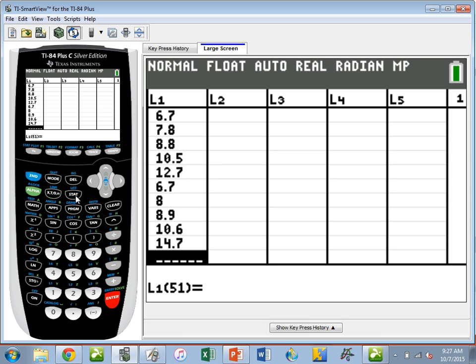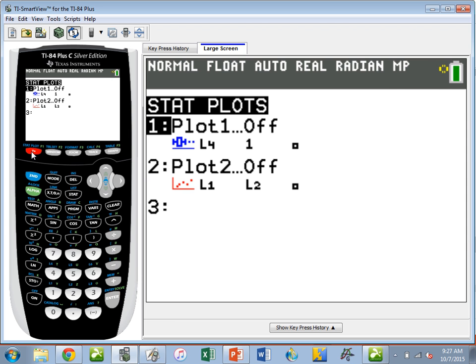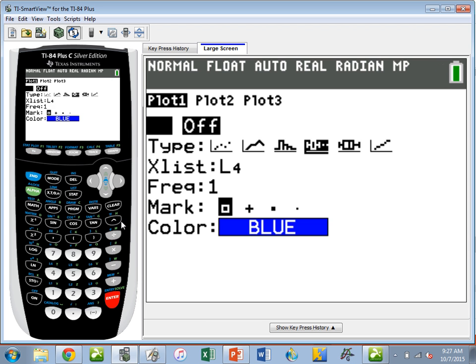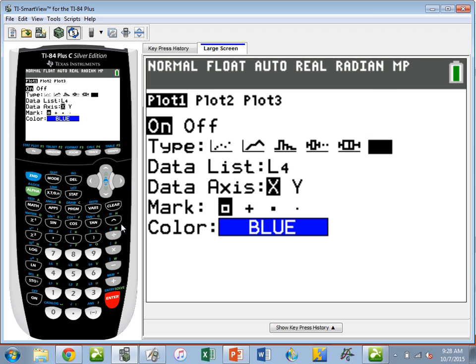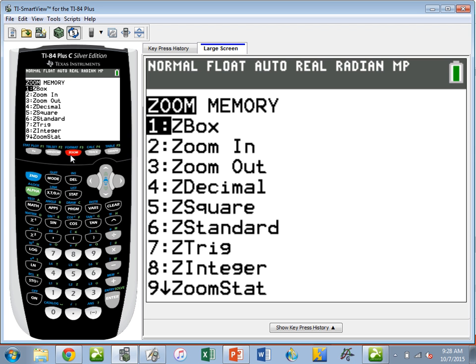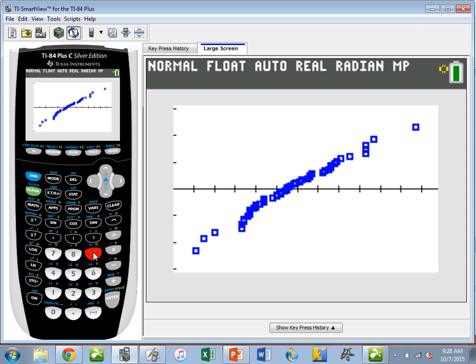So in order to make the normal probability plot, once I put these numbers in, I'm going to go to second y equals, go to plot 1, and turn your plots on. And then the type of graph that we want is this graph at the very end here. Okay, this is what the normal probability plot is. So then go to my list. I put my numbers in L1, so I'm going to put second one for L1. Okay, and then if you zoom stat, which is zoom 9, here's the normal probability plot.